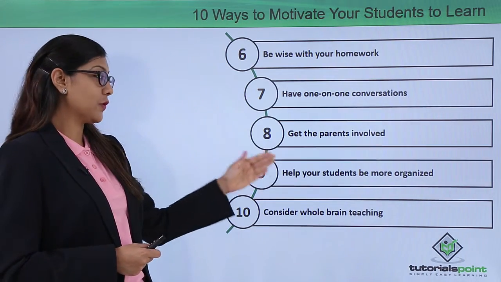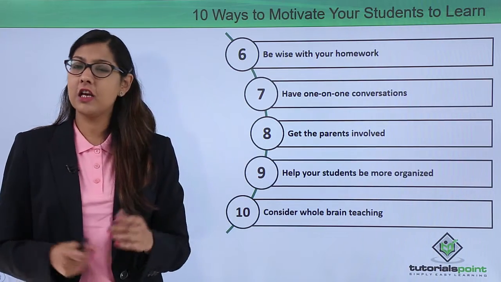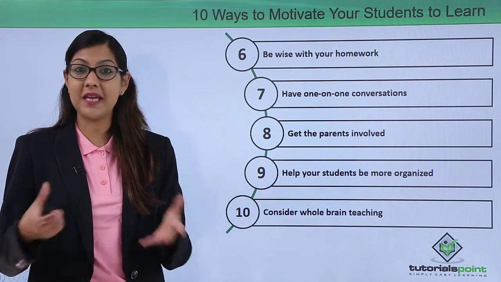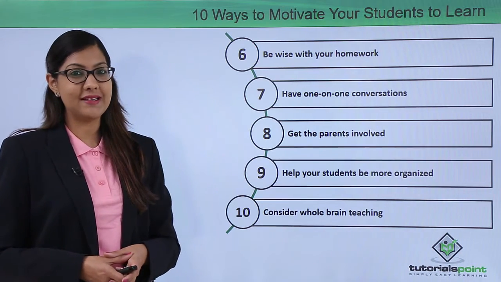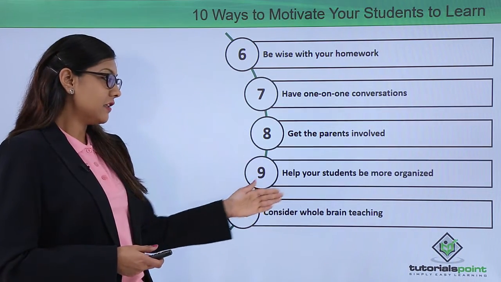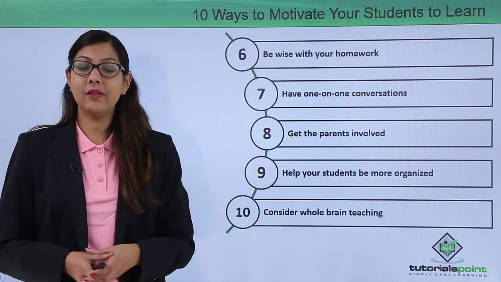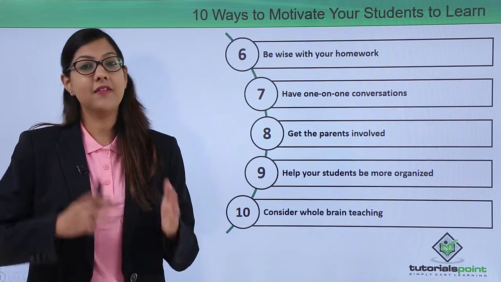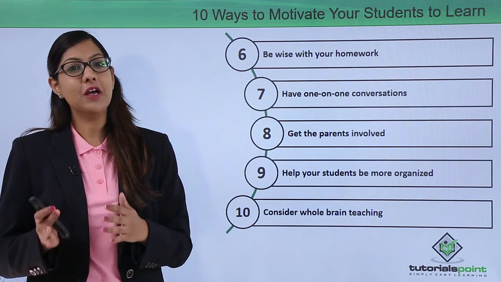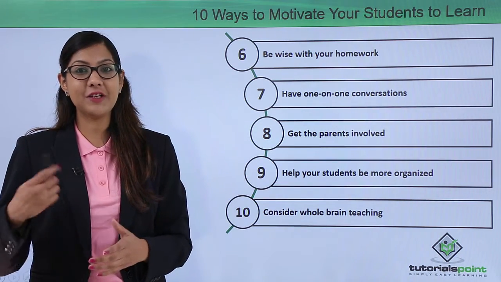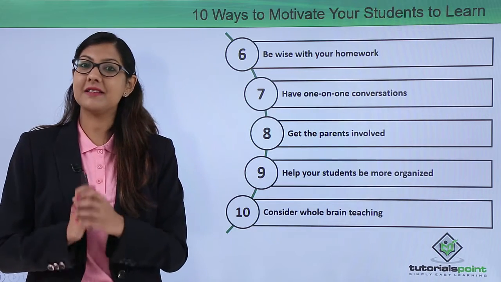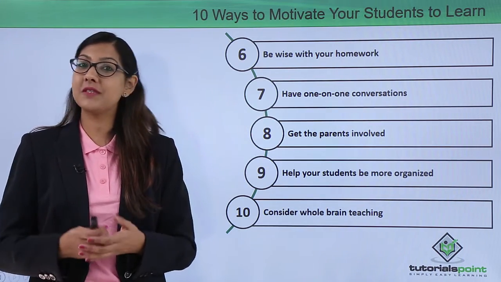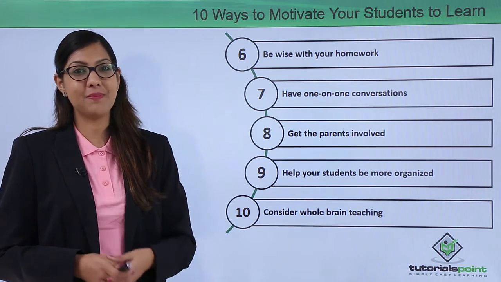Ninth is help your students to be more organized. If you feel some students are not organized in their materials, their books, their behavior, try to get them more organized. Lastly, consider whole brain teaching. There are some students who are left brain, who are more logical and factual. There are some students who are more right brain, which means that they're more emotional and creative. As a teacher, you should use both aspects, let them use their whole brain in order to teach them better.